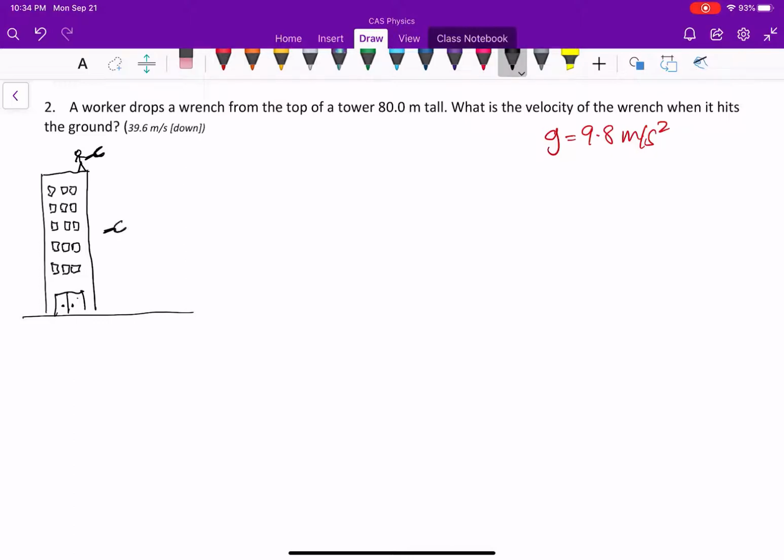So what the question is asking for is what speed it is going when it hits the ground. You might think the answer is 0 because when it hits the ground, it comes to rest. But what this actually means is when it hits the ground really means the instant before it hits.